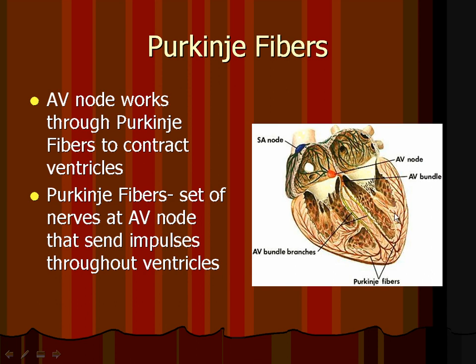Because if you look, it's a lot thicker on the ventricles than it is for the atria, so it needs these extra Purkinje fibers to maximize the message that's sent out. Okay, so when you think of Purkinje fibers, think of them as like an ally to the AV bundle, or the AV node, sorry.